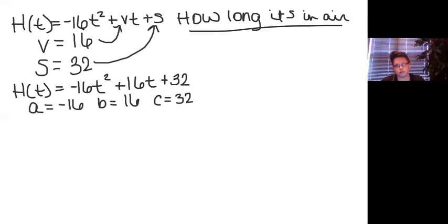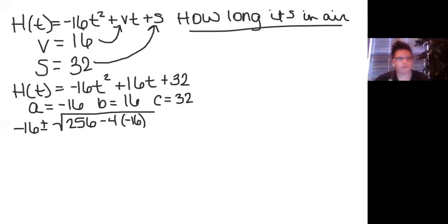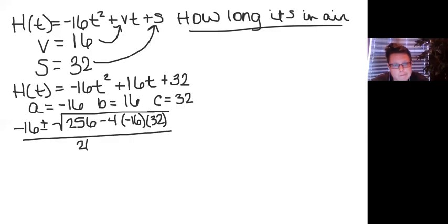Now, I start off with negative 16 plus or minus the square root of 16 squared, which is 256, thanks to my handy calculator, minus 4 times A, which is negative 16, times C, which is 32. All that is over 2 times A, which is negative 16.